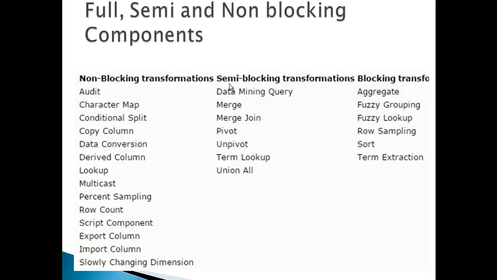We should also try to avoid semi-blocking transformations like merge, merge join, union all as far as possible. Non-blocking transformations are fast and quick, and they do not cause any problems to the performance of the SSIS package, right? So we should try to have only non-blocking transformations as far as possible in our packages.